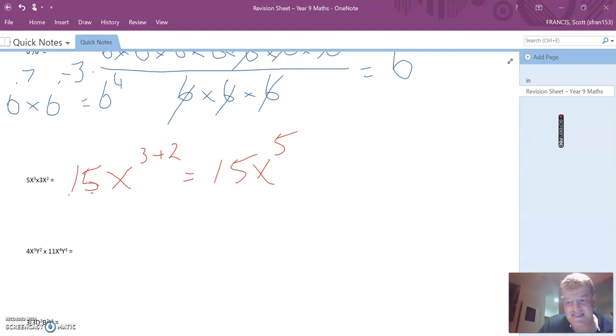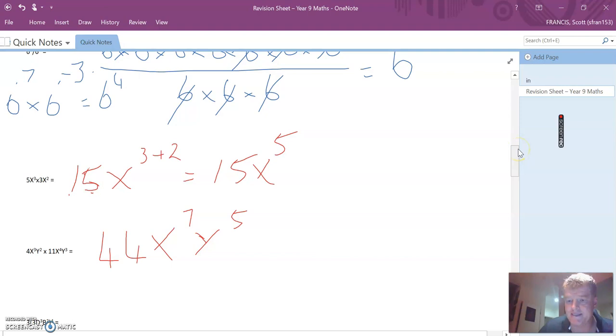Next one's the same, just looks a bit more complex to make it harder. So let's multiply the numbers together. 4 times 11 is 44. And then we've got x cubed times x to the 4. So that's going to be x to the 4 plus 3, x to the 7. And then y's, we've got y squared times y to the 3. 2 plus 3 is 5. So we've got y to the 5. So that's what we have to do when we see those numbers here.